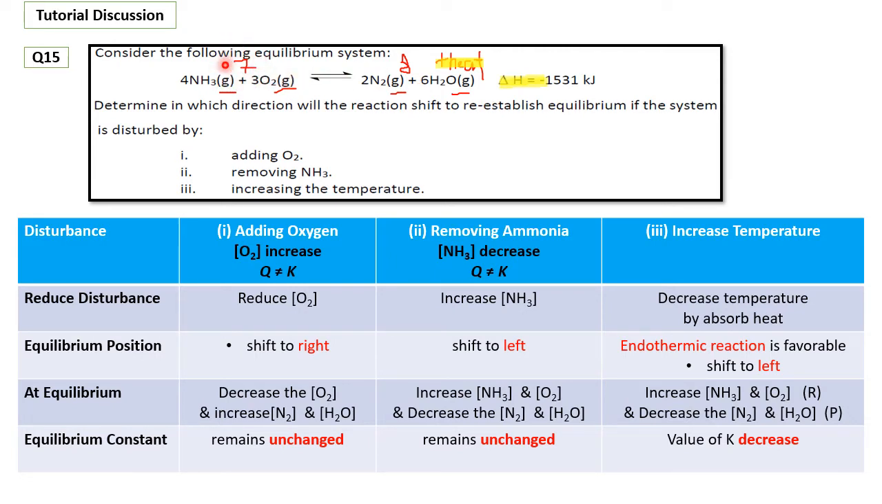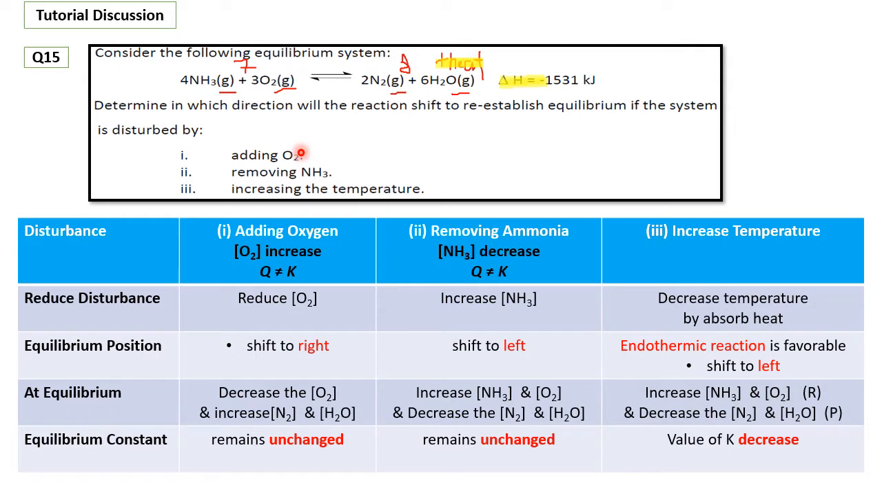Over the reactant, there are 7 moles in total. And then over the product, there are 8 moles in total. And then the enthalpy is a negative value, meaning exothermic, so the heat is added at the product side. Now the question asks to determine the direction, meaning shift to the left or shift to the right, to re-establish equilibrium if the system is disturbed by, number 1, adding concentration of oxygen.